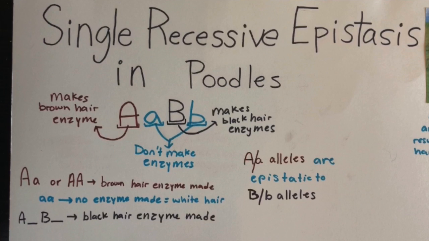Epistasis occurs when one pair of alleles is influencing the other pair. So in this case, we would say that the A alleles are epistatic to, or influencing, the B alleles. When epistasis occurs, there's a pathway that explains how the expression of these genes is being influenced. So now let's take a look at that pathway.